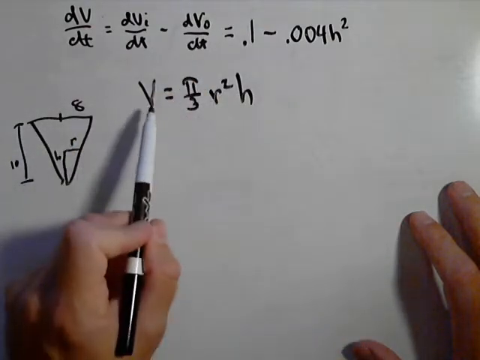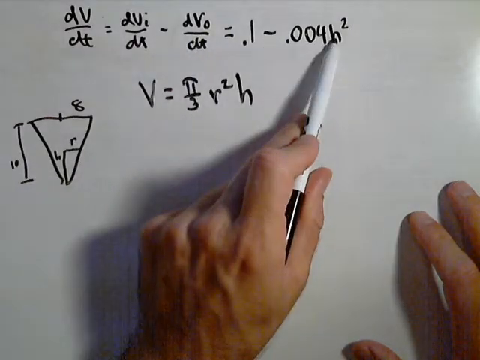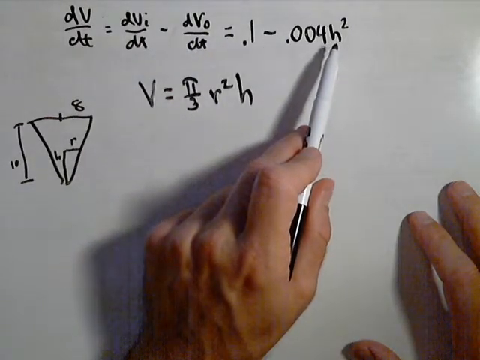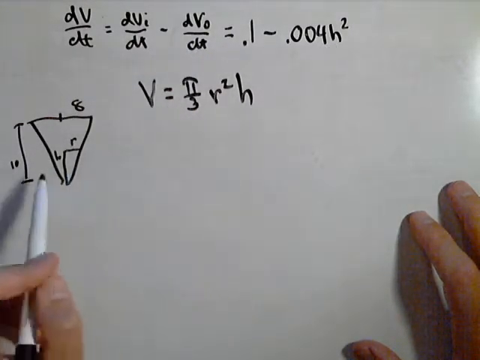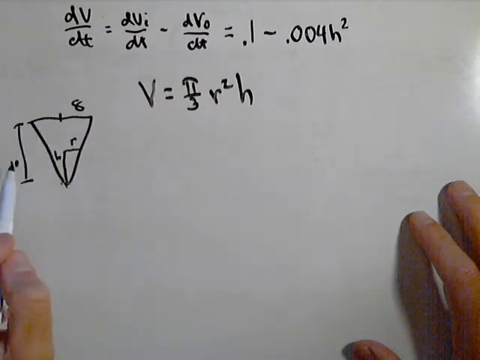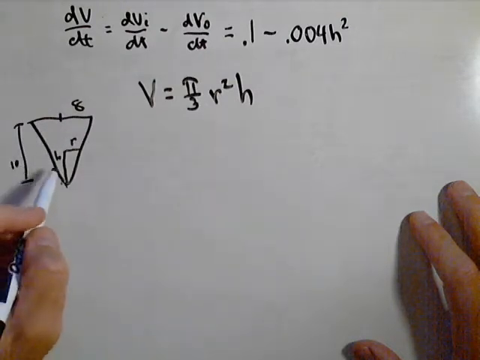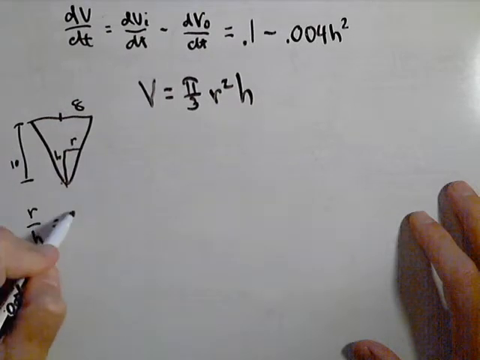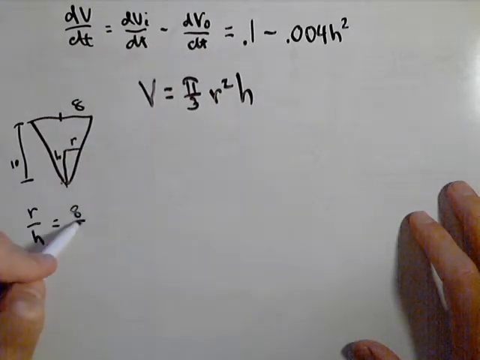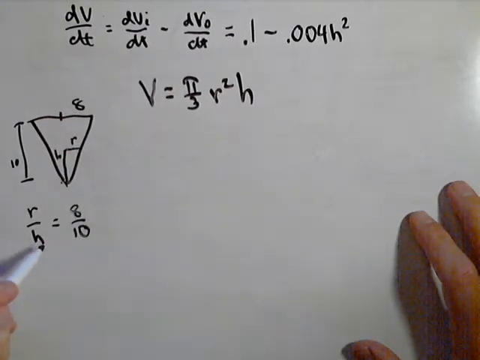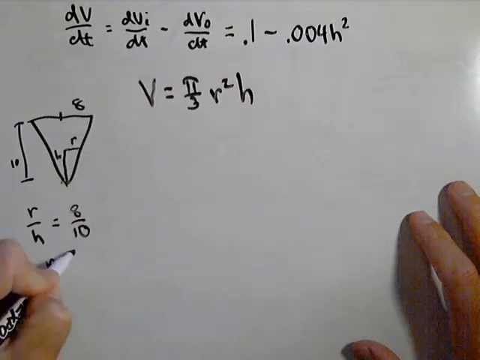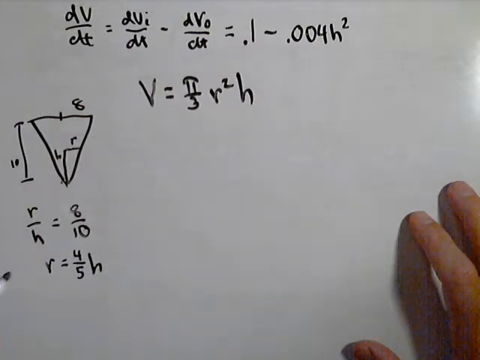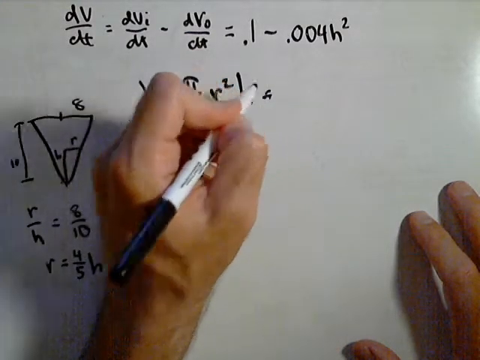Now, for our particular problem, notice everything is in h, including this dV/dt. So we'd like to get this whole volume formula in terms of h. So we're going to use the fact that we have similar triangles. In fact, I know that r over h, radius over height, has to maintain the ratio of 8 to 10, or that r equals 4/5 times h. I'm going to plug that in for this r here.